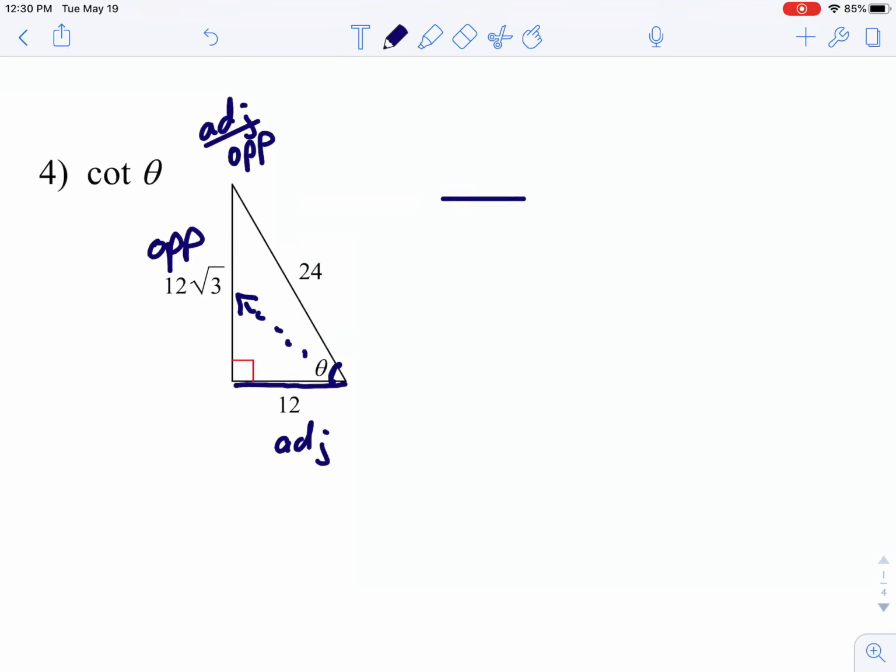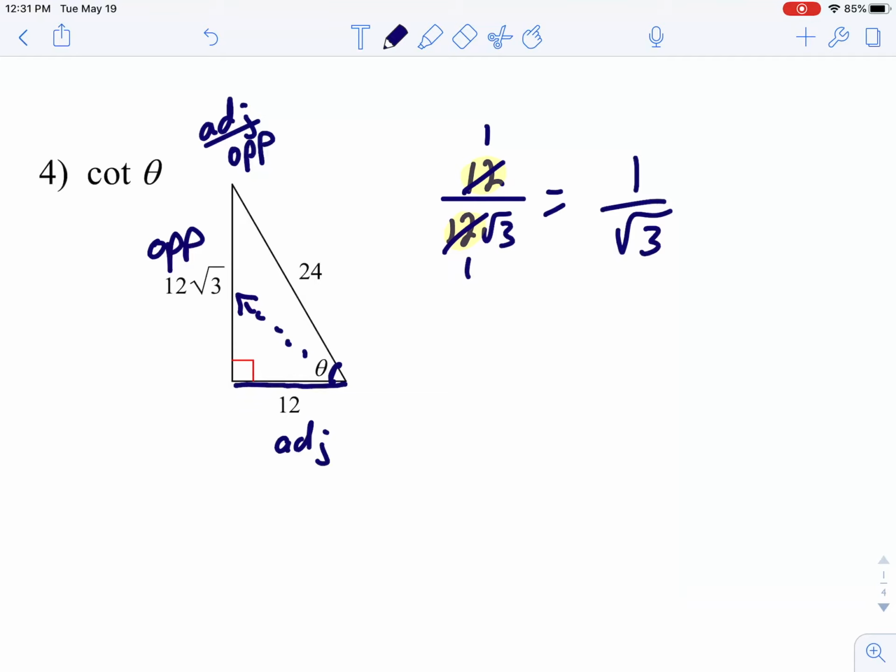Put down a fraction bar. Adjacent is 12 on top. Opposite is 12 radical 3 on bottom. And hopefully you see that the 12 over 12 will reduce down. 12 divided by 12 is 1, and you get 1 over radical 3.